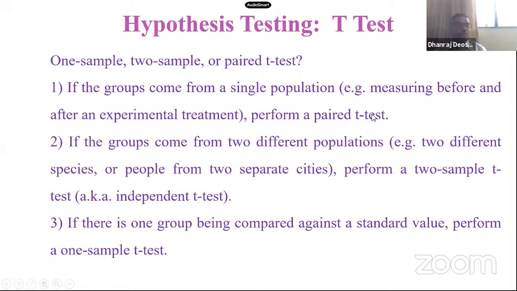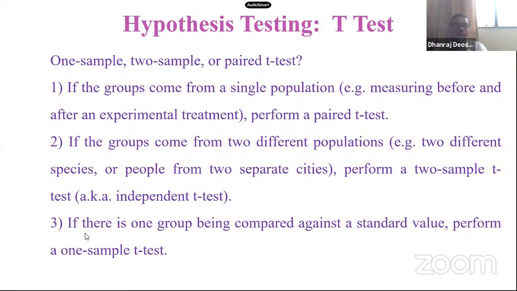Paired t-test means we take into account the mean of before and the mean of after, and then they are compared. Second, if the groups come from two different populations, for example, two different species or people from two separate cities, perform a two sample t-test, that is, an independent t-test. Here the two samples are from different populations, not the same. We compare the mean of one sample from one population to another sample of another population. That is called a two sample test.